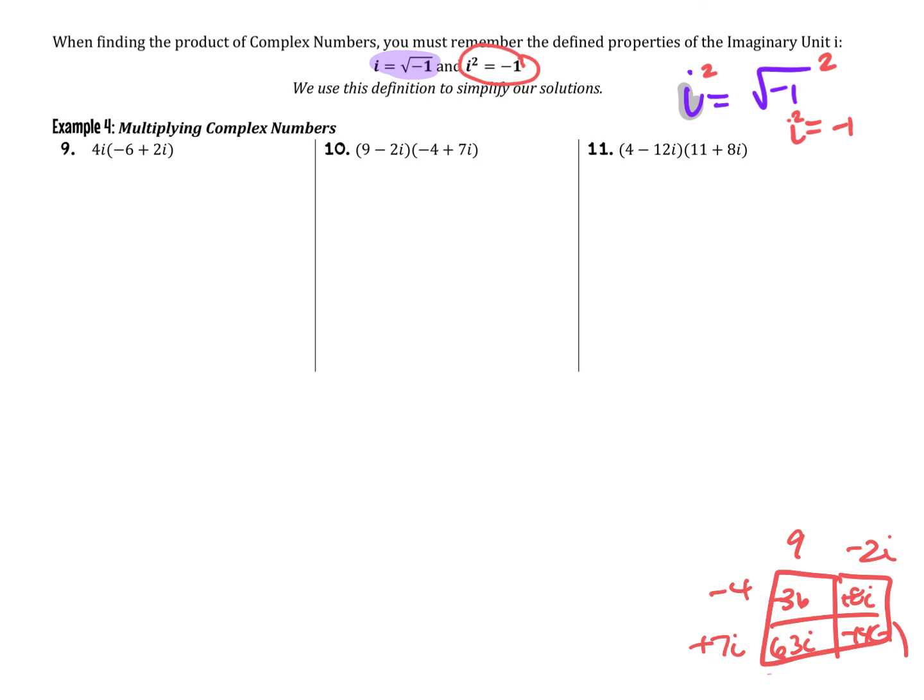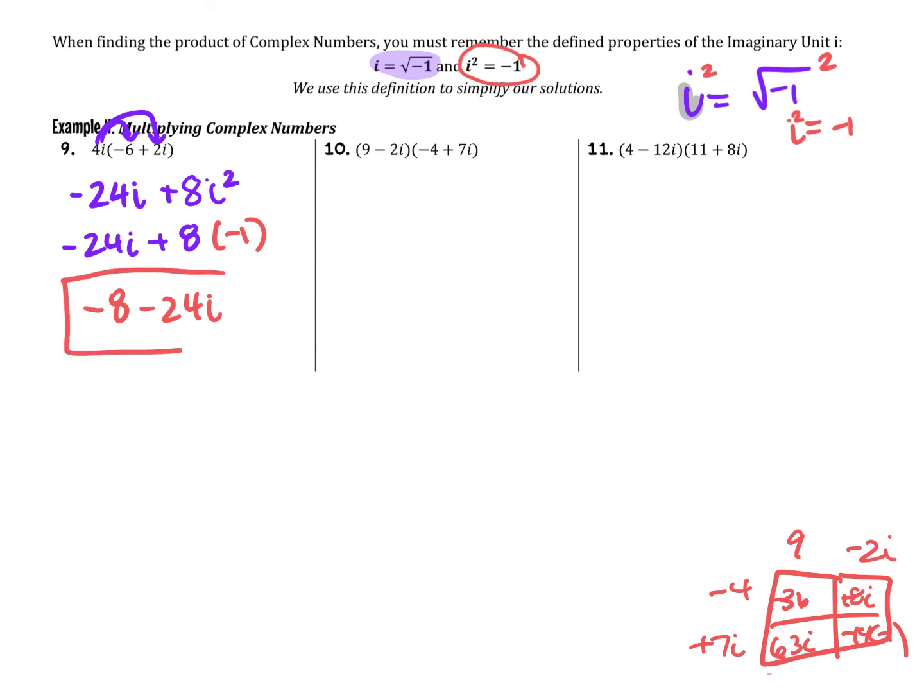So on number 9, we're just distributing. So I'm multiplying 4i times negative 6. That's going to give me negative 24i. And multiplying 4i by 2i, which is going to give me 8i to the second. Now, anytime you see i to the second, you're going to replace it, or you're going to substitute in negative 1 because i squared is negative 1, and we want our most simplified answer. So this is going to give me negative 8 minus 24i, and I'm going to specifically write it in that order so that the imaginary piece comes second.